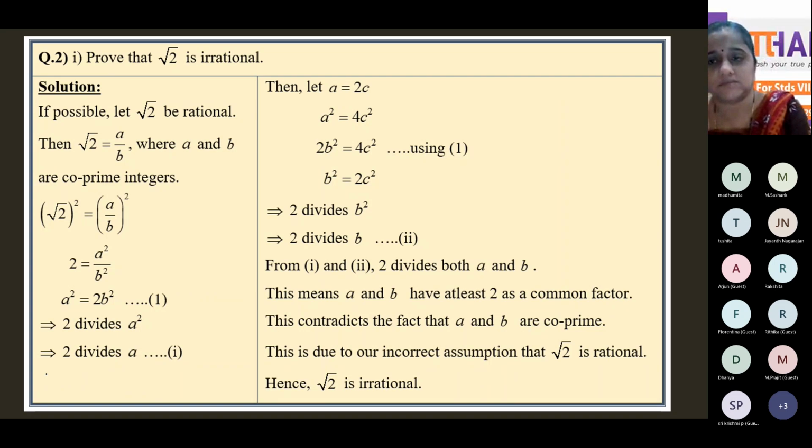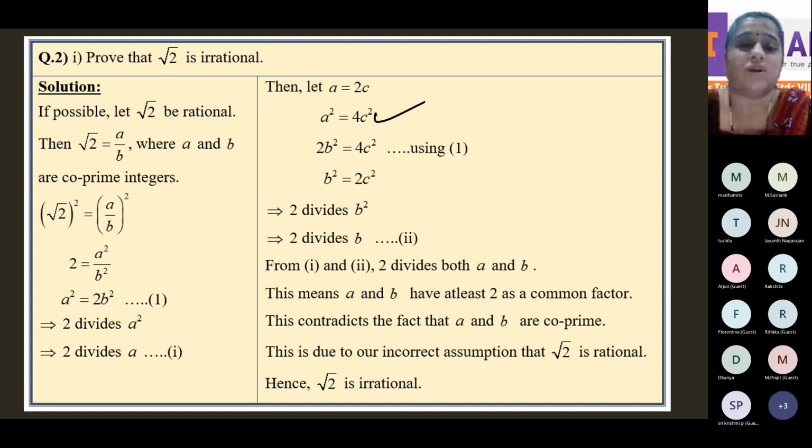All right. So A square is equal to 4C square. But we know that A square is equal to 2B square. We want to introduce B because we have to prove that 2 divides B. Now in this equation, there is no B at all. Then why are we proceeding? What is it that we want to show? We want to show that 2 divides B also, but there is no B in this equation at all. So we're somehow trying to introduce B.